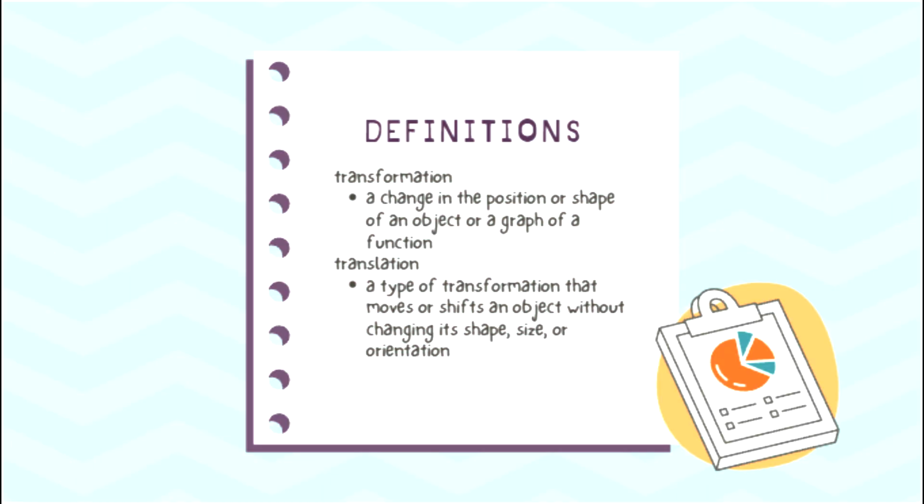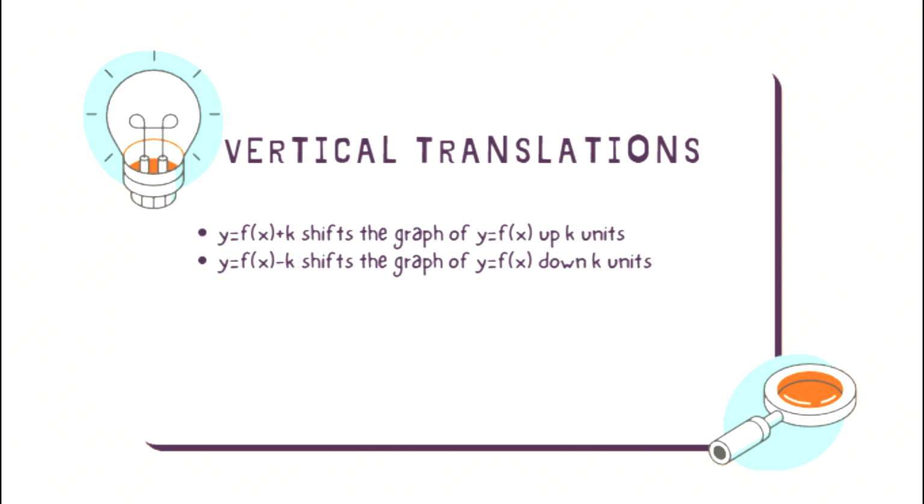Definitions. A transformation is a change in the position or shape of an object or a graph of a function. A translation, which is what we're working on today, is a type of transformation that moves or shifts an object without changing its shape, size, or orientation. So all it's doing is taking the exact line or parabola or whatever you have and shifting it around. And today we're only shifting up and down. Okay, this is why this is so easy.